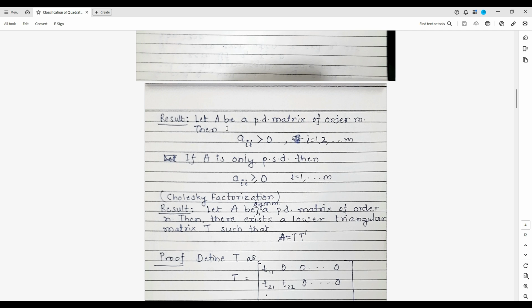So what do we mean by positive definite matrix? When we have a quadratic form x prime Ax positive definite, then the matrix A is said to be positive definite. In the same way, all other matrices involved in the quadratic form are called as per the category of the quadratic form.